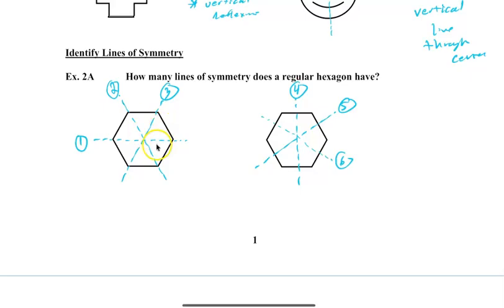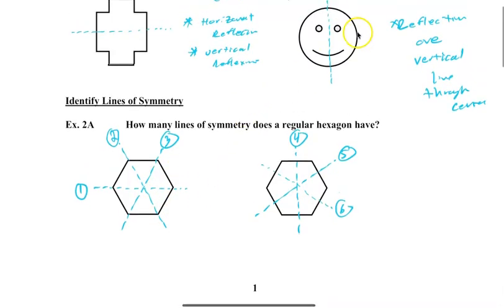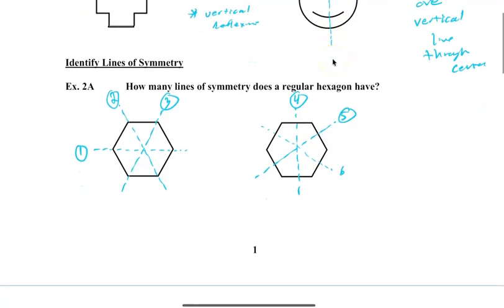If you look at the lines, they're the exact same picture on either side of them. That's how you know it has line symmetry. If we cut it in half, it's the exact same picture on either side. So a hexagon has 6. A regular hexagon, I should say, has 6 lines of symmetry.